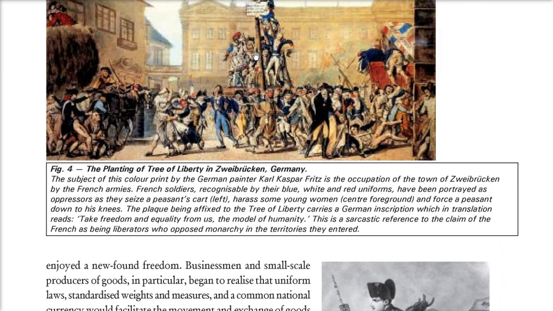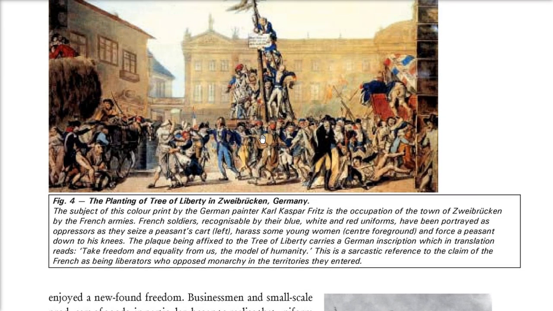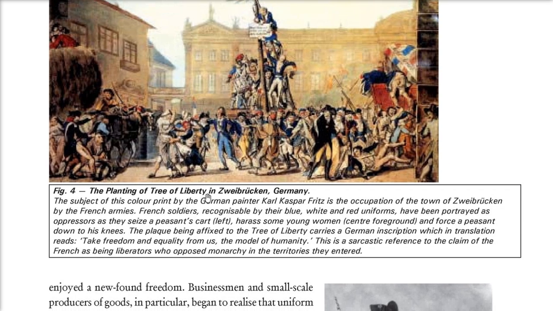This picture shows it all. This is a painting of the Tree of Liberty in Zweibrücken, a difficult word, a place in Germany. Here, the painter wanted to tell us what the French did when they came: they are seizing a peasant cart, women are being harassed, and a peasant is forced down to his knees. So things were not very good, because the revolutionaries came with the idea that they would spread their ideas, but they were doing something else.